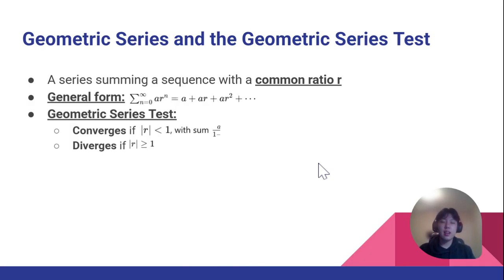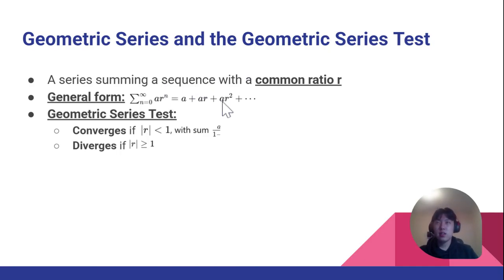All right, the second half of today's lesson is going to be about geometric series and the geometric series test. So a geometric series is a series that sums a sequence and it has a common ratio of r. So you're multiplying each successive term by that same r. As you can see here, a geometric series is just a plus ar plus ar squared and so on. Each term has a common ratio multiplied on it.